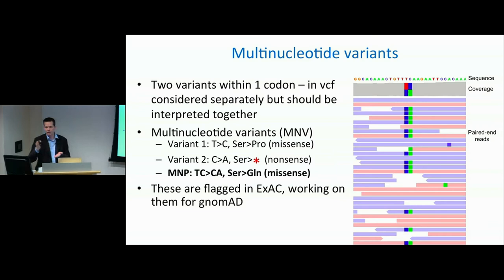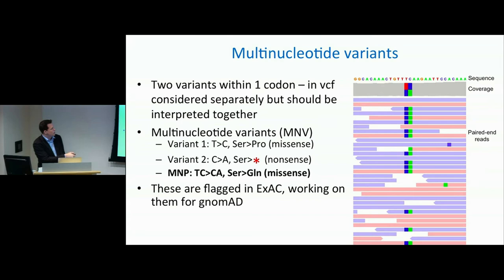So they do not take into account the fact that two variants present in the same codon can result in a different impact on the functional outcome of that particular combination of variants. So in this particular case, we have two variants adjacent to each other. One of them is predicted to be a missense mutation. One of them is predicted to be a nonsense mutation.